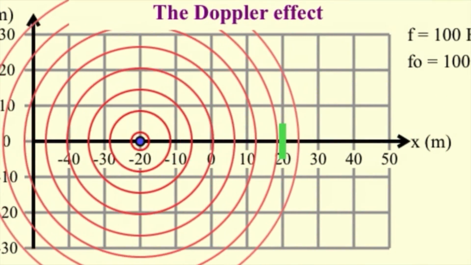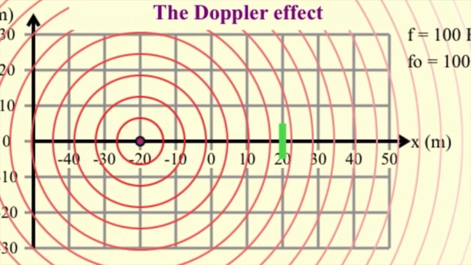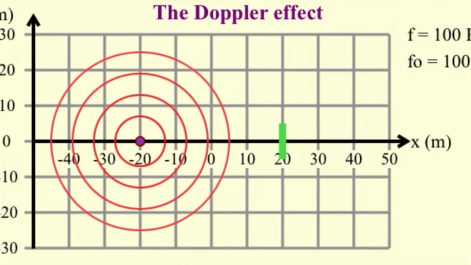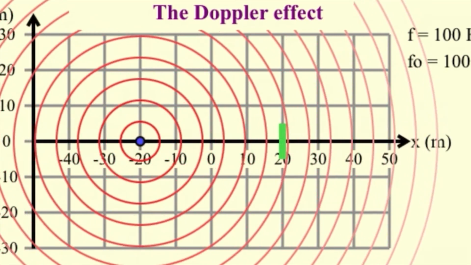The frequency determines how highly pitched the sound is, and the distance between you and the source determines the intensity or loudness of the wave. What happens when the source of the sound moves towards the observer?